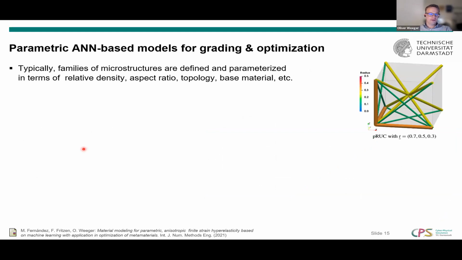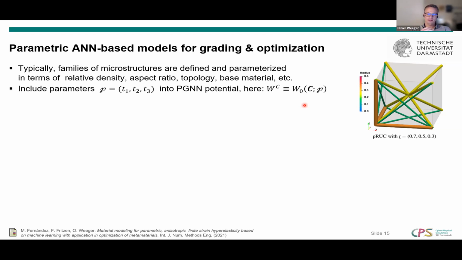Now, something else that we explored is the inclusion of parametric dependencies into the models. So imagine that typically, if you have a microstructure, then you not only have one instance of the microstructure, but you have sort of a family which is parameterized, for instance, in terms of a relative density or an aspect ratio, or even in terms of material properties or topological properties.